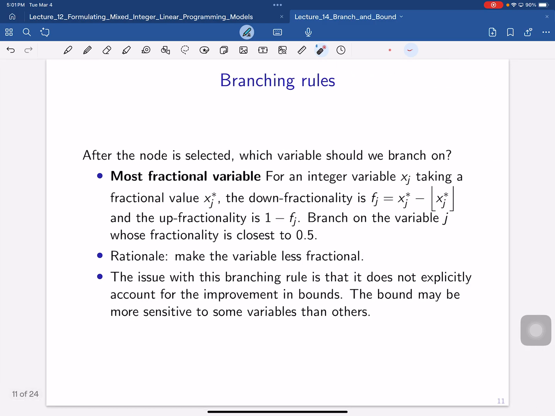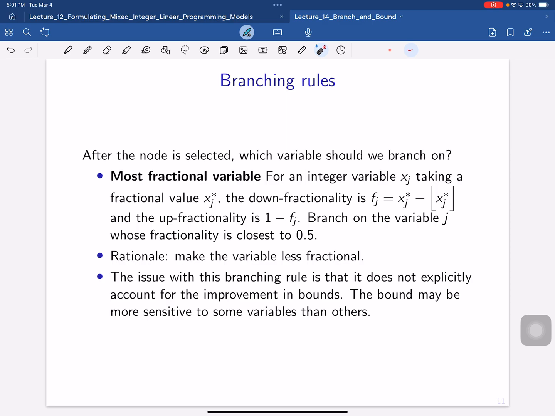Now what about branching rules? After a node is selected, which variable should we branch on? A very naive branching heuristic is to branch on the most fractional variable. What does most fractional variable mean? You can consider the variable whose value is closest to 0.5.